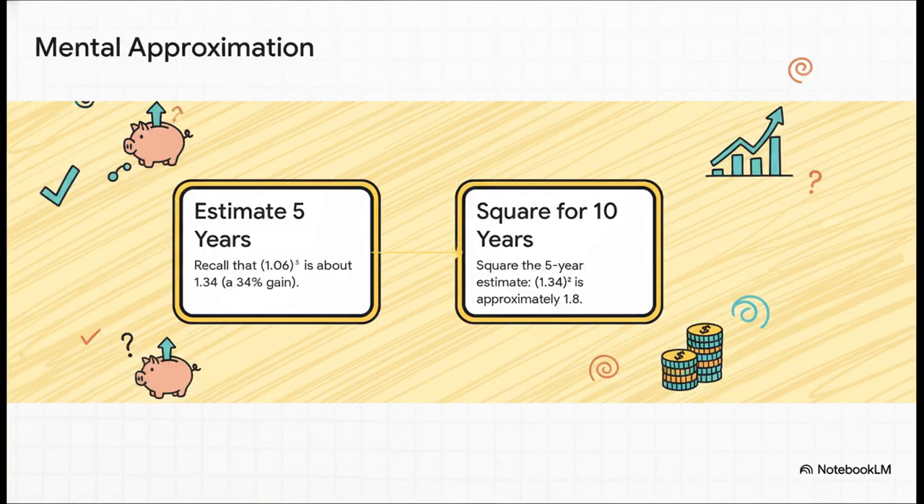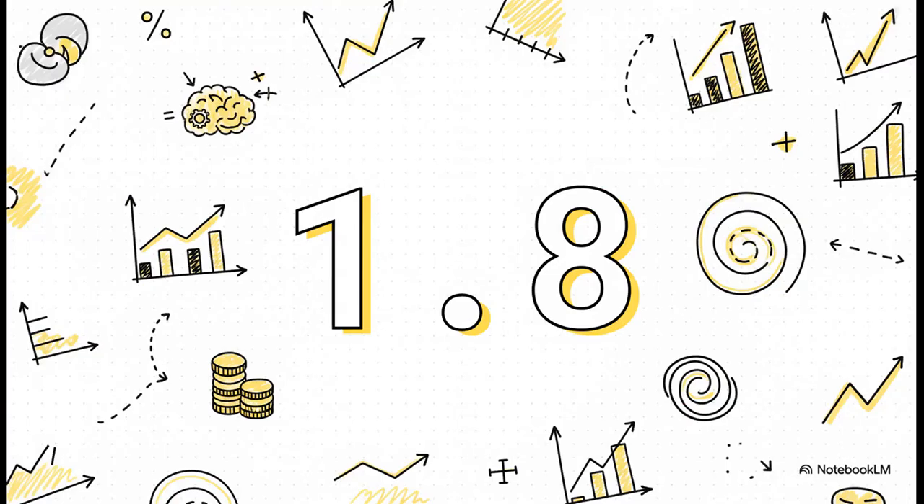Okay, so here's the mental gymnastics, and it's not as hard as it sounds. You don't need to calculate all 10 years at once, no way. Just remember this one common benchmark. 6% growth over 5 years is roughly a 34% gain. So your initial investment gets multiplied by about 1.34. Now, to get to 10 years, what do we do? We just square that 5-year number. And 1.34 squared, it's about 1.8. And trust me, for what we're doing, that is absolutely close enough. And boom, there it is, 1.8.